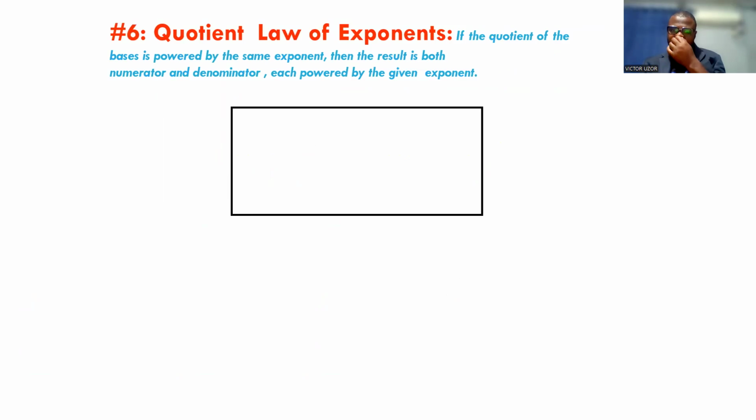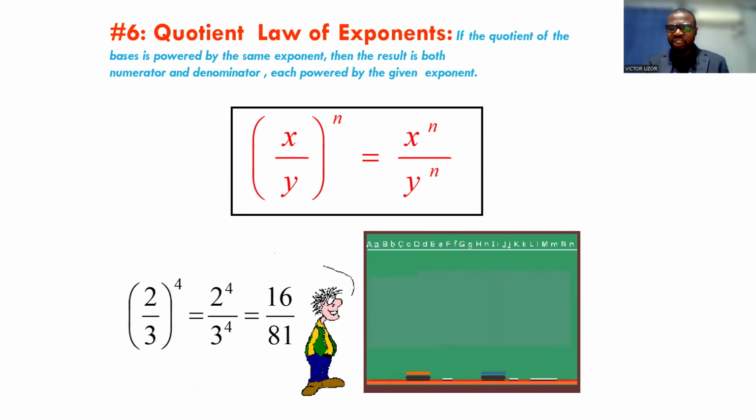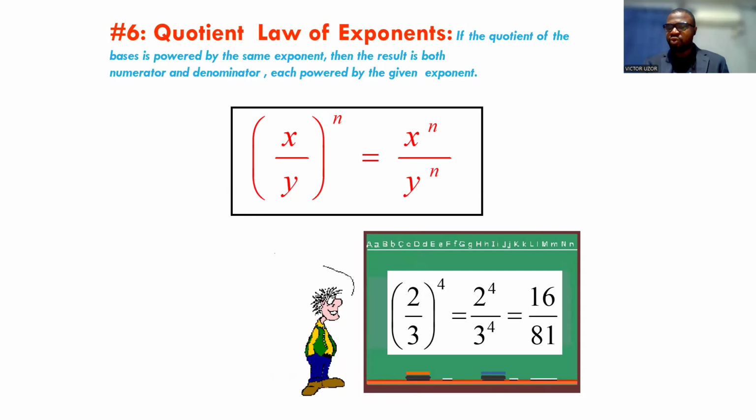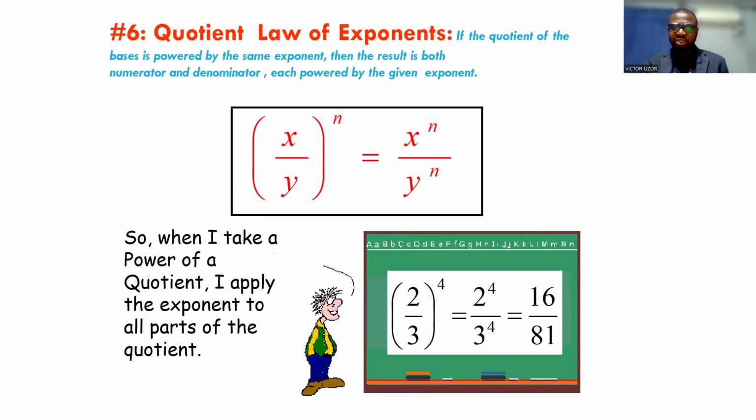So the number 6 law that we're going to be looking at is the quotient law of the exponent. Quotient means we're talking about a fraction. So when the fraction has a combined power, both of them take the power, not just one. Just like what we see here, both of them will take the power, not just the one that will be there.